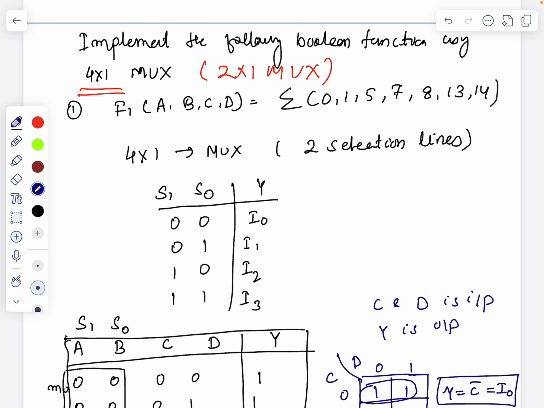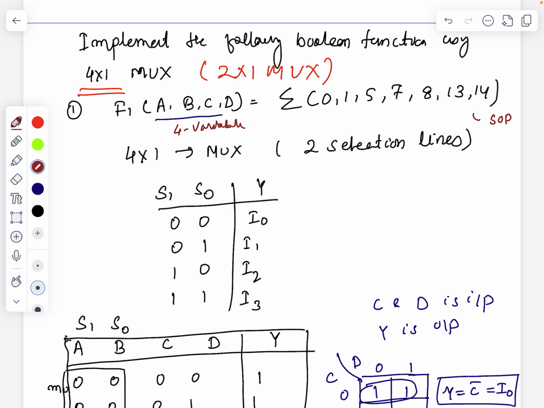So f1 is a function of A, B, C, D and the SOP is given as 0, 1, 5, 7, 8, 13 and 14. From the question it is very clear that these are 4 variables, so in the SOP we can get a maximum of 16 minterms. These are the minterms they have given. So this is basically SOP. They told us to implement it using a 4 cross 1 mux.